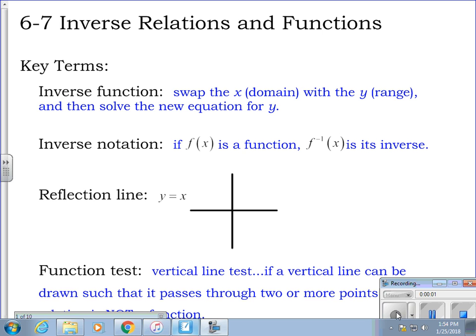Okay, inverse functions. Swap the x domain with the y range. Remember, your domain is your input. X's are almost always your input. Your y is the range, and then solve the new equation for y. That is how you find an inverse function.